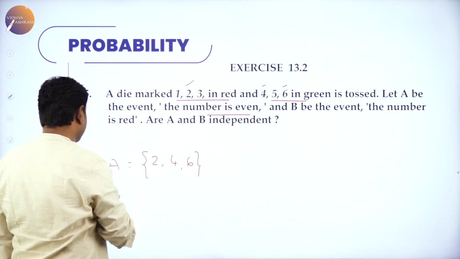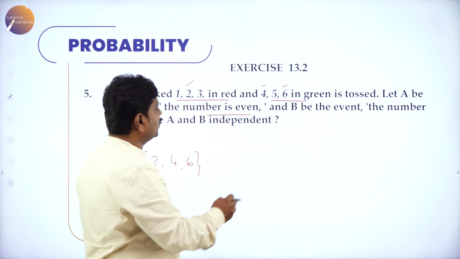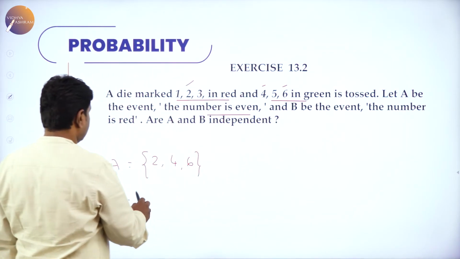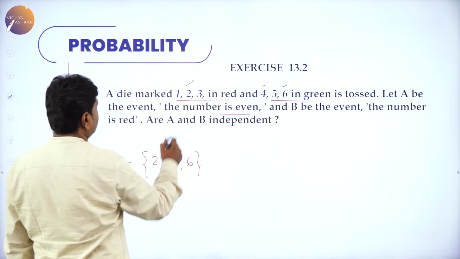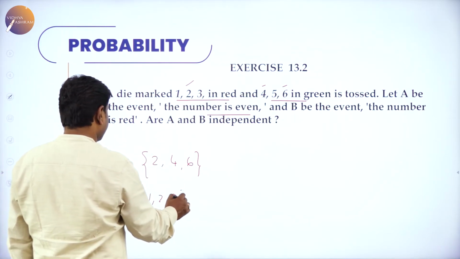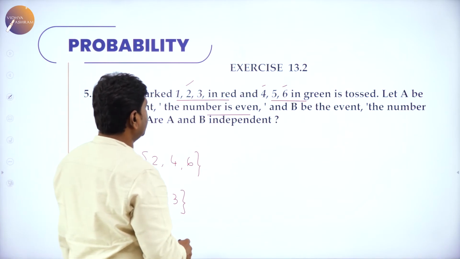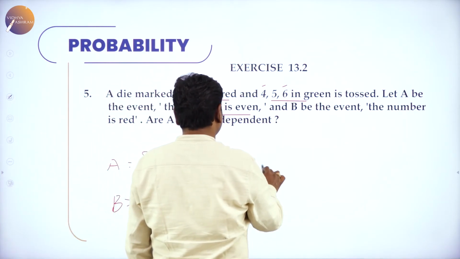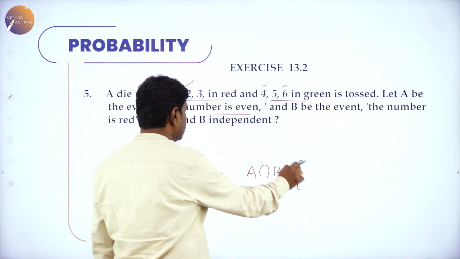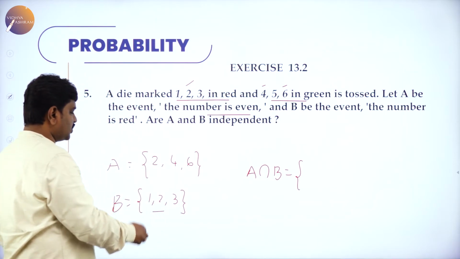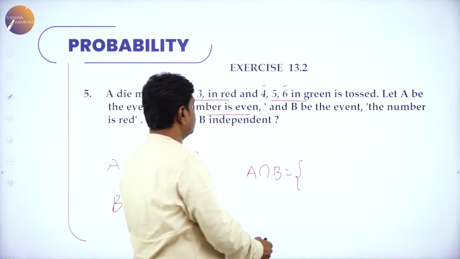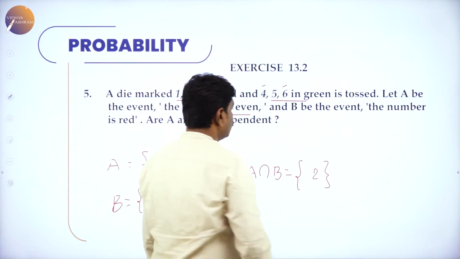What is event B? Event B is also given: the number is red. Number is red means what are the numbers which are red? 1, 2, 3. And are they independent? They're asking. First find A intersection B. Do we have common elements in A and B? Yes, we have a common element, that is 2. 2 is present in both.